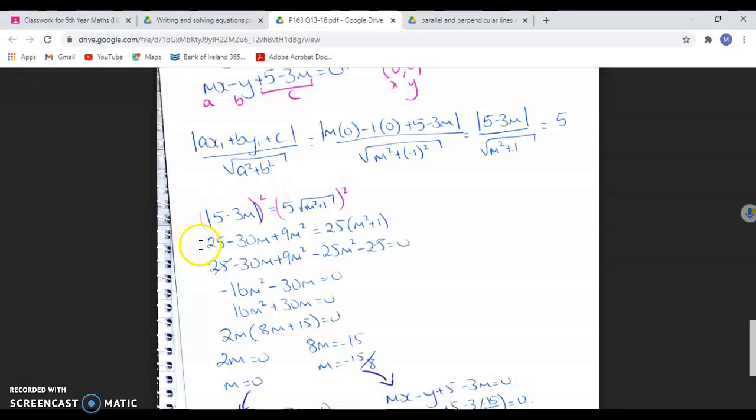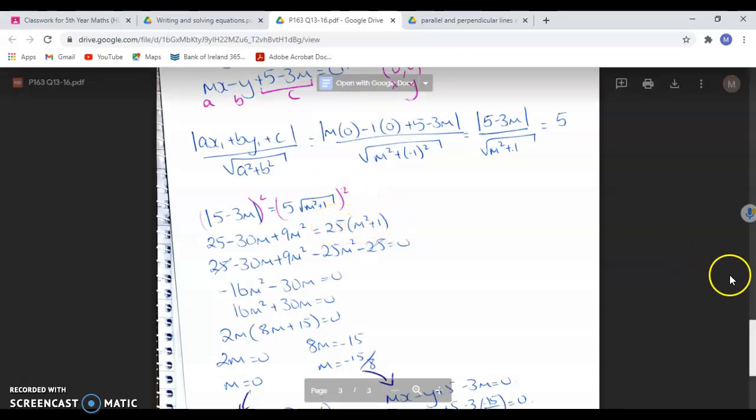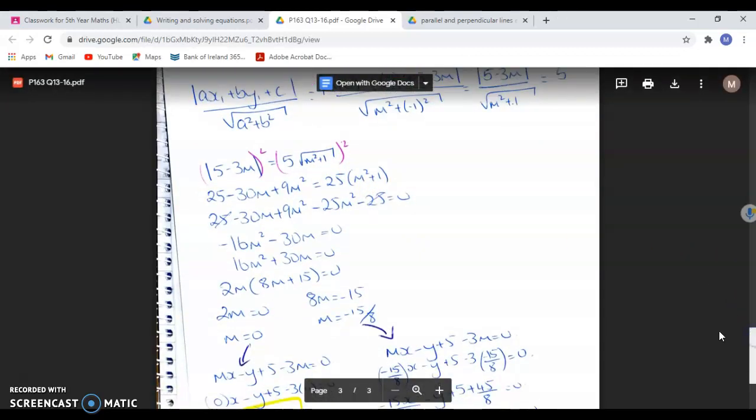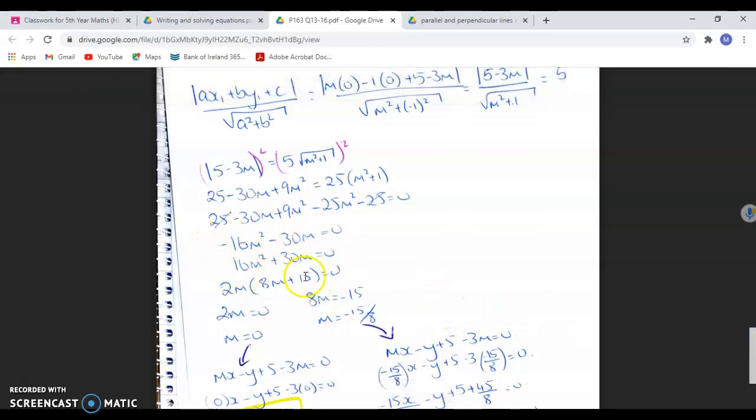The first one squared, twice 1 by the other, gets me my -30m, plus the second one squared. Then the squared goes on to the 5, and it goes on to the square root. So 5 squared is 25, and squareds cancel. So I get m squared minus 1. Okay, bringing everything to one side, I come down to this, 16m squared plus 30m. Again, highest common factor is 2m.